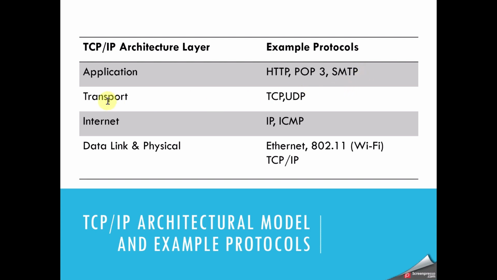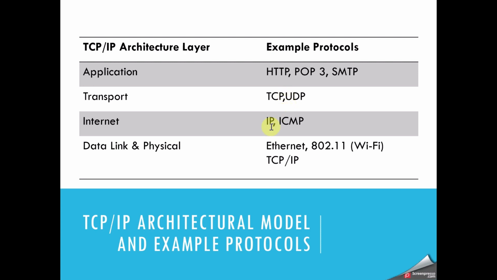Similarly, in the transport layer, there are only 2 protocols, TCP and UDP: Transmission Control Protocol and User Datagram Protocol. We will learn the difference between TCP and UDP later on. TCP is considered a reliable transmission protocol. UDP is called an unreliable transmission protocol. We'll come back and see what the difference is between reliable and unreliable.